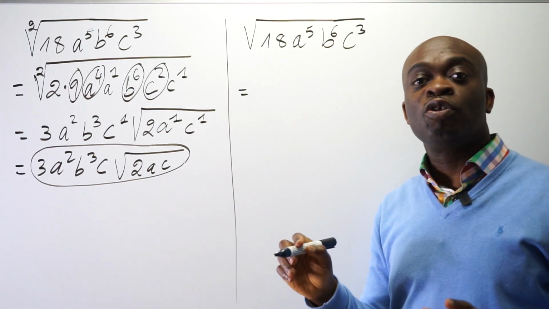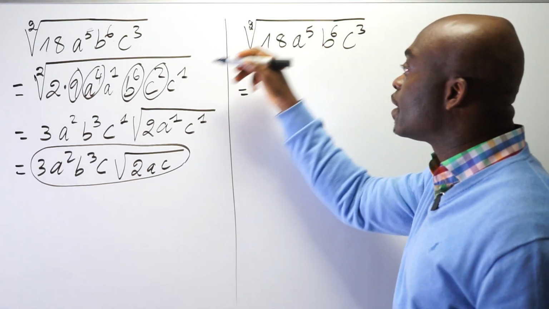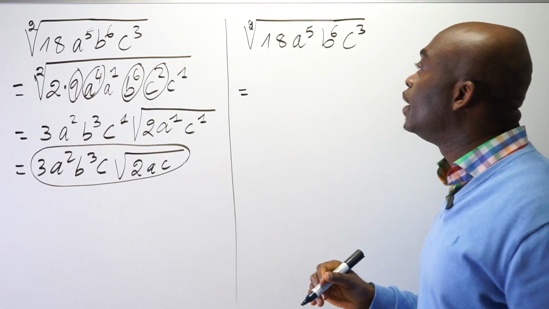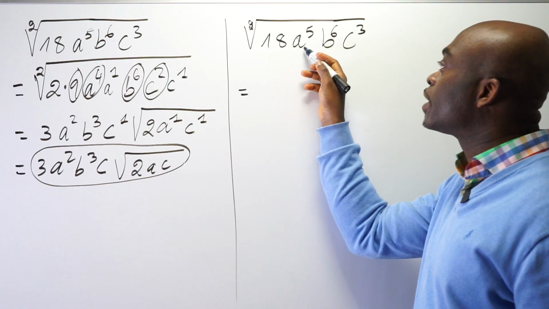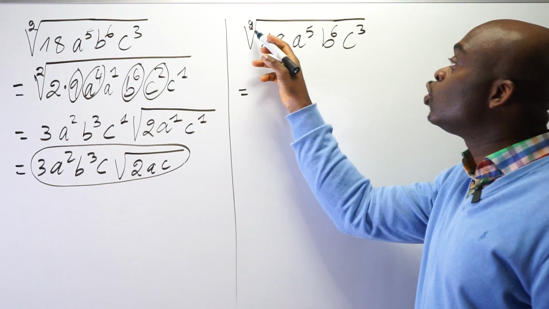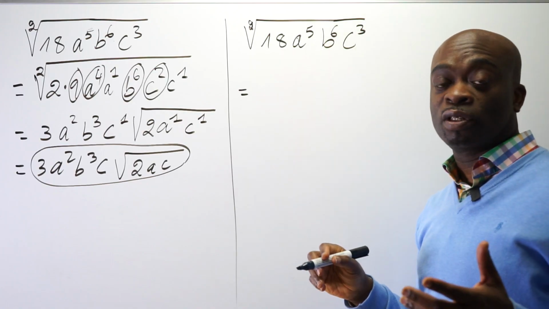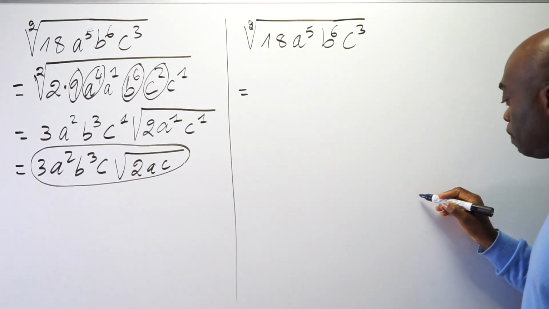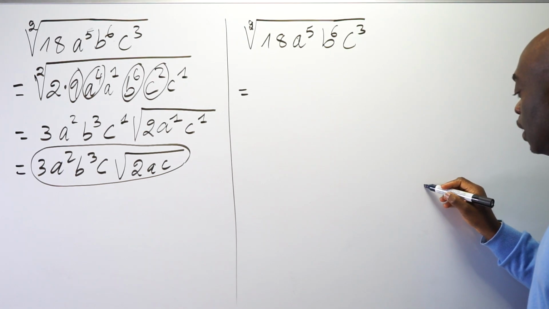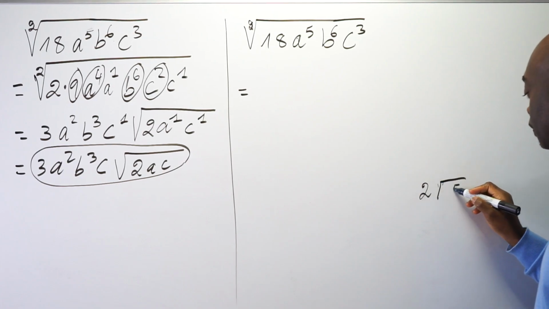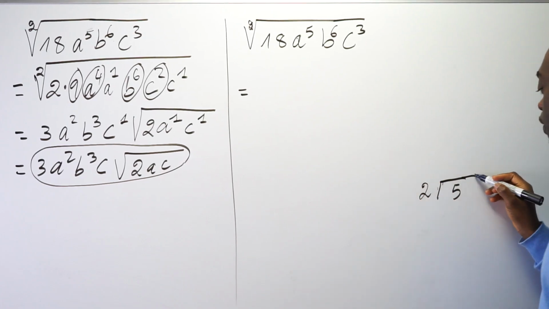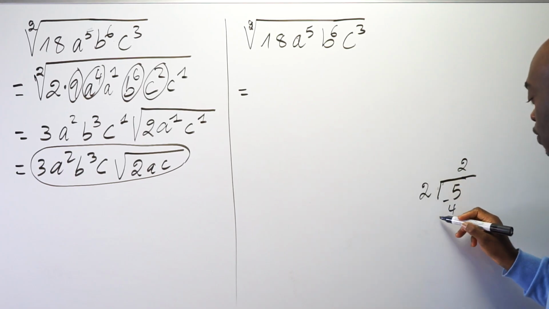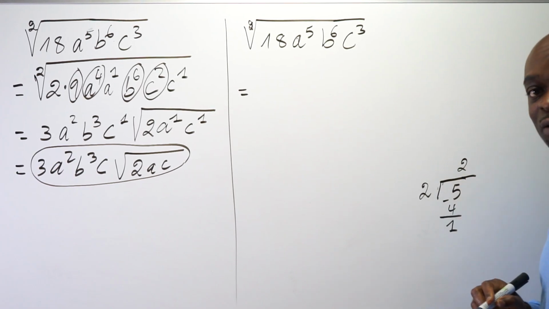For the 18, no problem. We're going to deal with it the same way as we dealt with this one. That will become 2 times 9, of course. Now, when it comes to the variables, a to the 5th power, we know that 2 can go into 5 twice with a remainder 1. What does that mean? That means if you were to divide 2 into 5, it goes twice. 2 times 2 is 4. Subtract it. That gives you 1, correct?